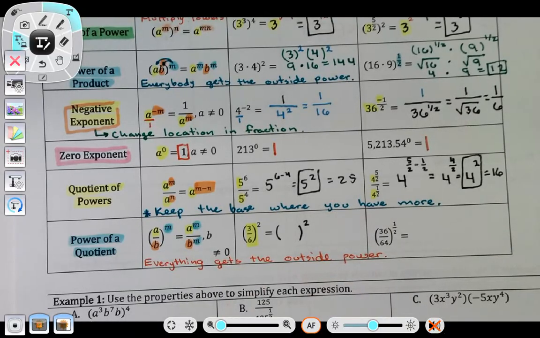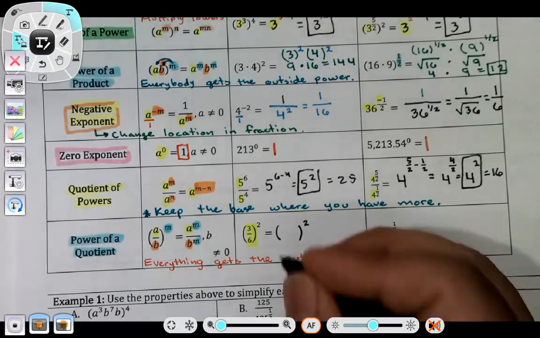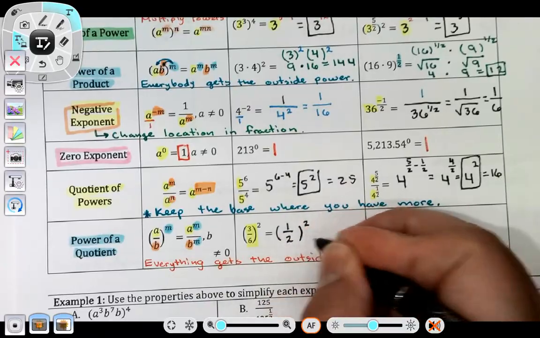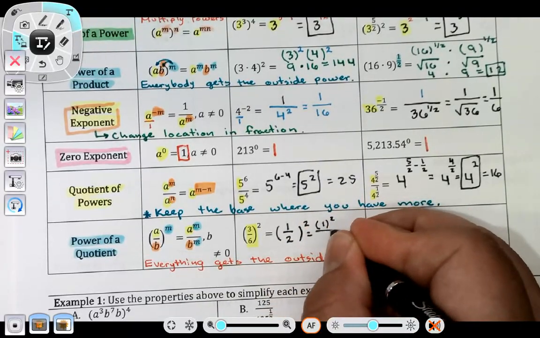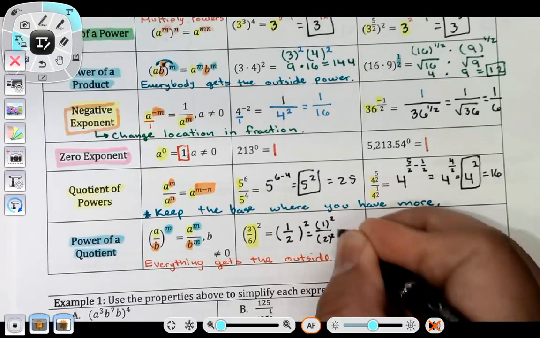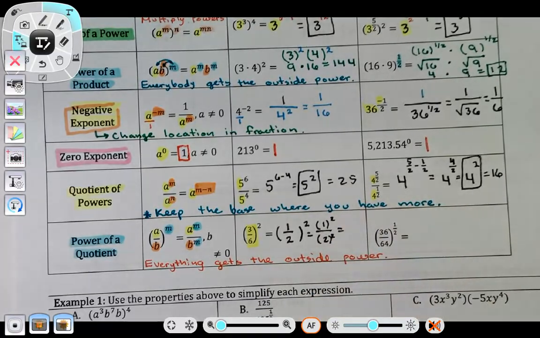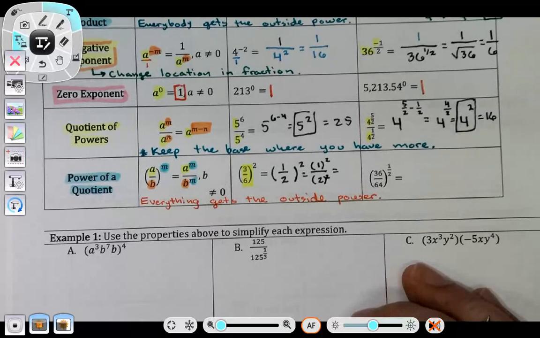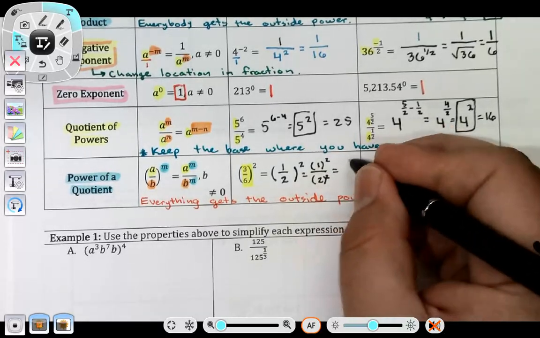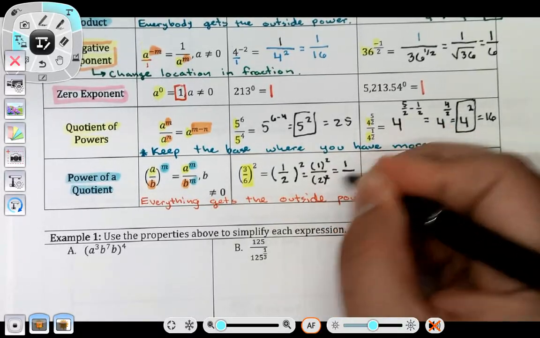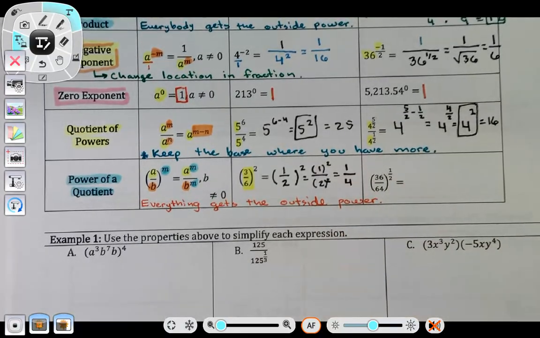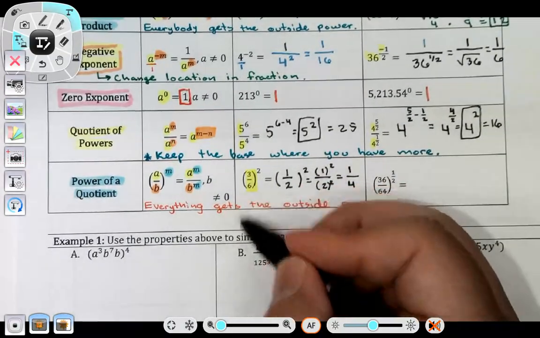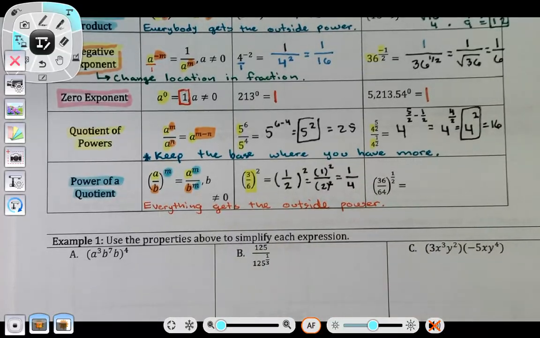What does 3 over 6 reduce to? Yeah, it's just a half. See, now I can do this. I'm going to give the 1 its own little power of 2. I'm going to give the 2 its own little power of 2. And now I can actually do the problem. What is 1 squared? And what's 2 squared? There's my answer, 1 over 4. Remember, if they're numbers, you should try to reduce them as much as possible.